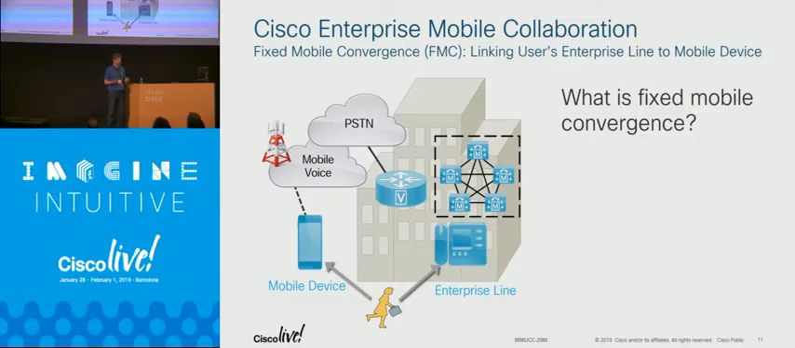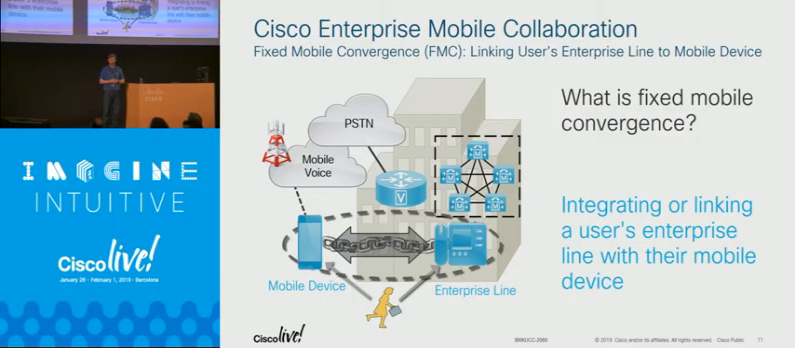Well, typically in the traditional sense, it's taking your fixed telephony environment inside the enterprise and connecting that to the mobile, the PSTN, that ability for people to be able to be anywhere and be able to call. And so the idea behind fixed mobile convergence is really integrating or linking the user's enterprise line to that public network, the PSTN or the mobile network, and be able to allow a user to have an enterprise line sort of linked to that mobile device so they can be reachable there.